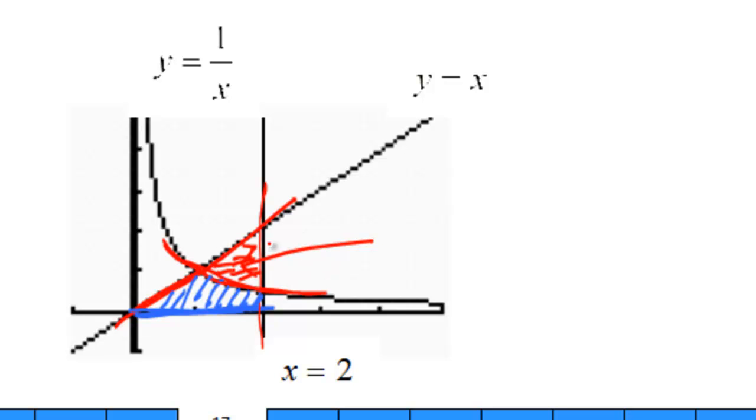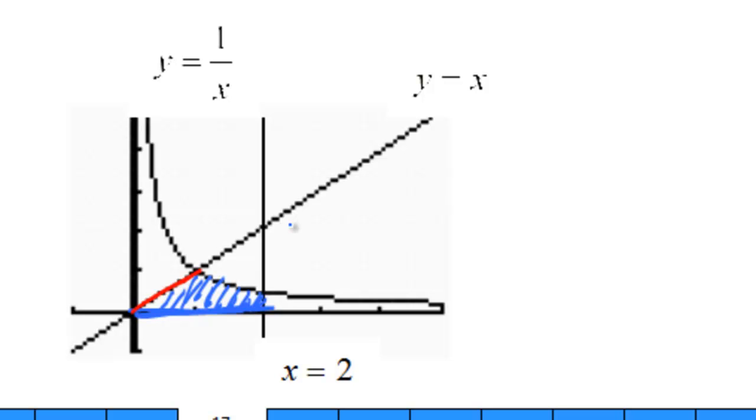For this particular red region, it only involves y equals x, the curve y equals 1 over x, and the line x equals 2. It will exclude y equals 0. So because y equals 0 is involved, we know that what we want is the region in blue. So let me re-sketch it out, and we have to be very clear about that.